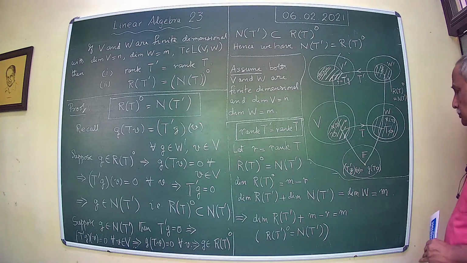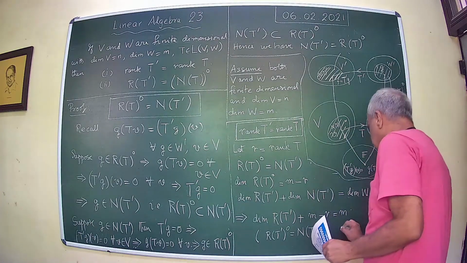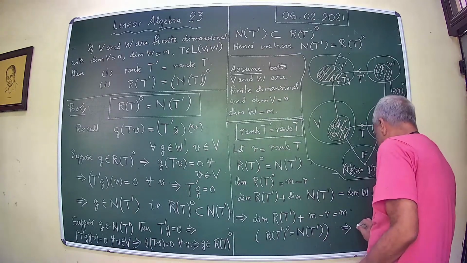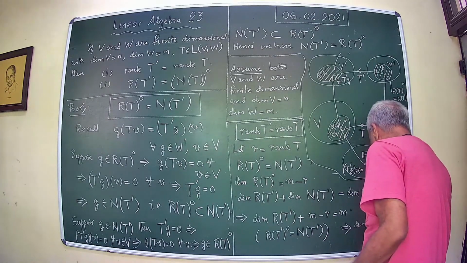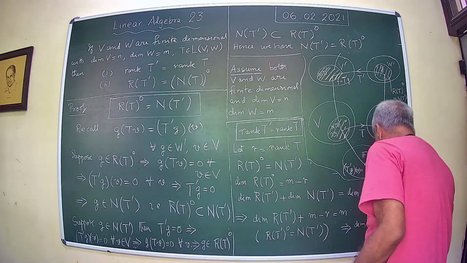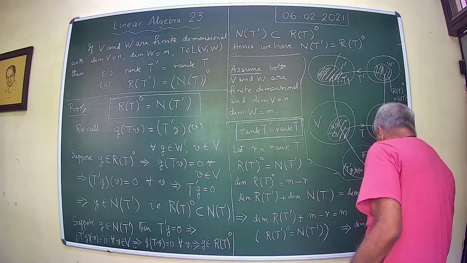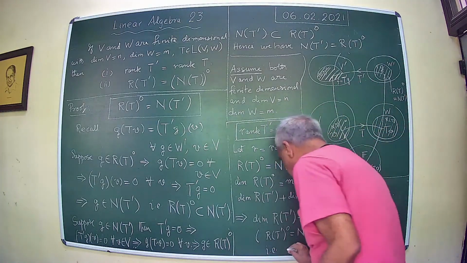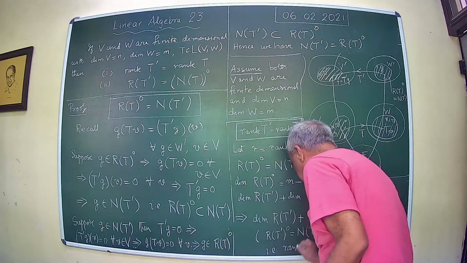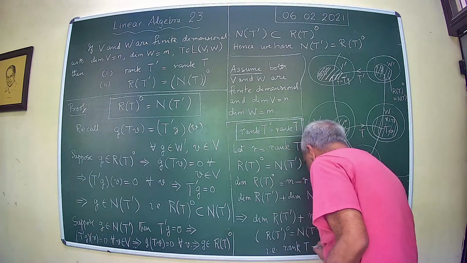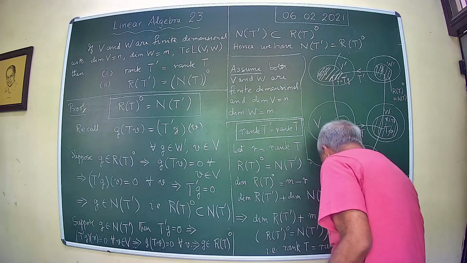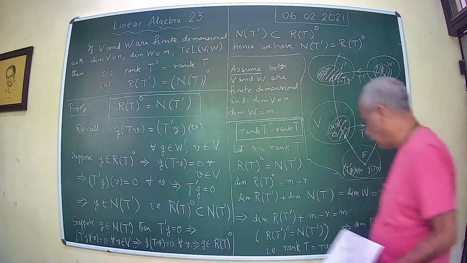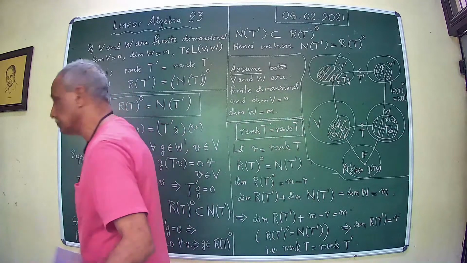Okay. Therefore, that implies what? Dimension of RT prime equal to, that is, rank of T. So that completes the proof. Okay.